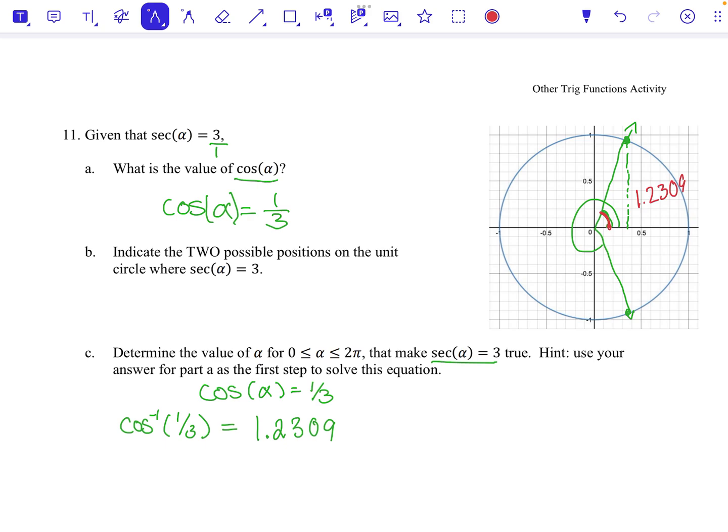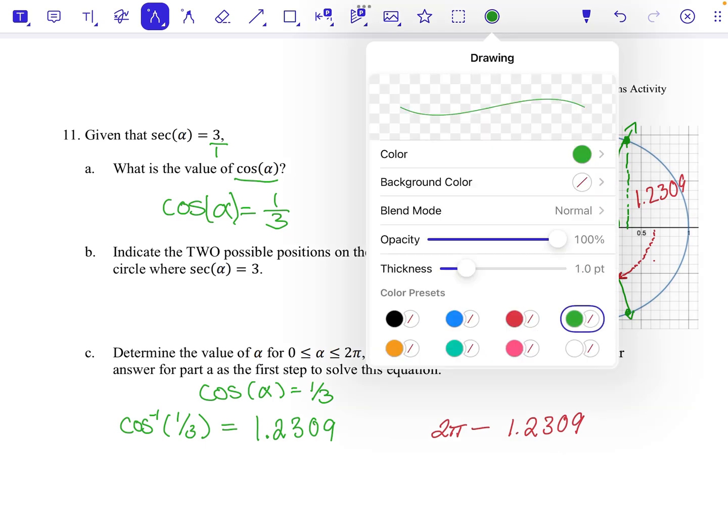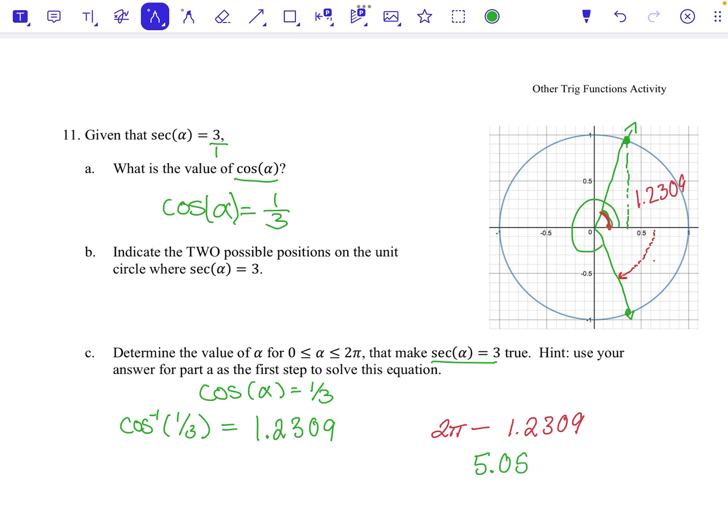But I need to get the second angle measure. Remember, this reference angle down here would be the same measure, but it's going to be 2 pi minus that value. So 2 pi minus that 1.2309 is going to help me get that second angle measure. If I put that into my calculator, I end up with a value of 5.052 as my second solution. And there's just the two solutions.